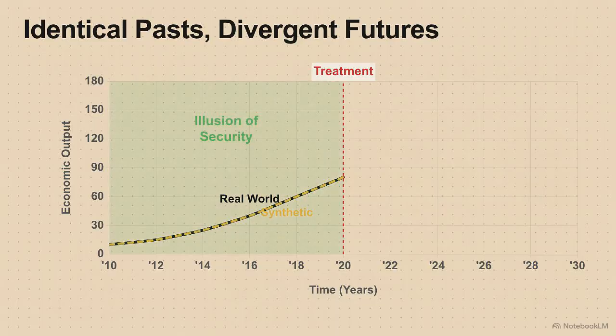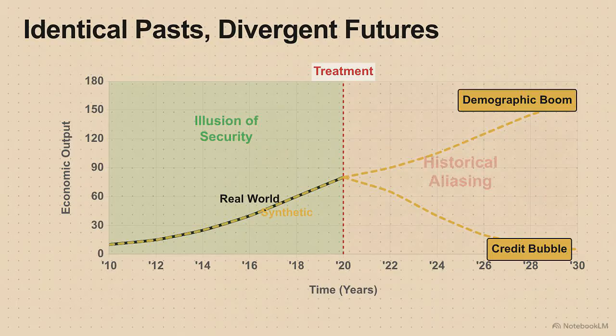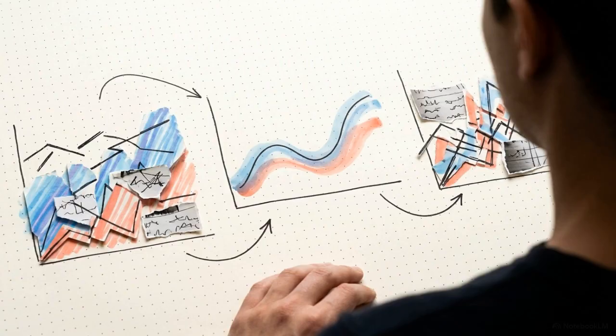But there is a concept from signal processing called historical aliasing. A decade of rising output could be a credit bubble or a demographic boom. They look mathematically identical, right up until the moment they fracture. Distinct historical mechanisms can share the exact same past, while implying sharply different futures. The algorithm has no way to tell the difference.